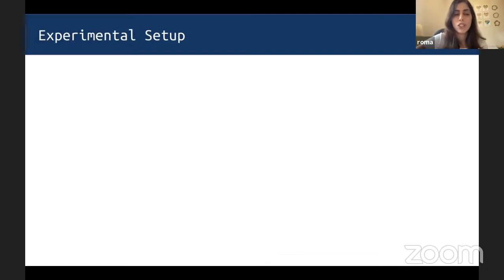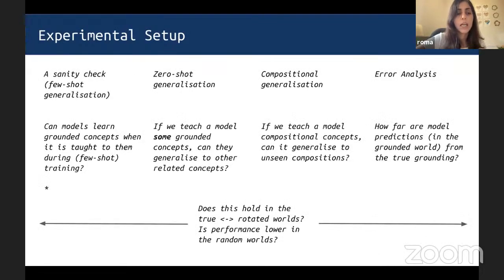So with that, let's jump into the experimental setup and how we prompt models and evaluate things. These are some of the questions that we're interested in evaluating. The first one is kind of a sanity check, which is few-shot generalization. Here what we want to see is, can models even learn grounded concepts when it's taught to them during few-shot training? As we saw before, if we give them an array with a 1 on the rightmost side and a 1 on the leftmost side, and we give them maybe 20 samples of such arrays, can they even learn this in completely new arrays and worlds that they've never seen before?